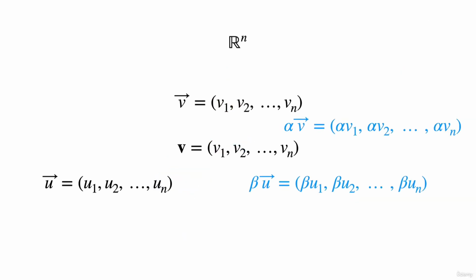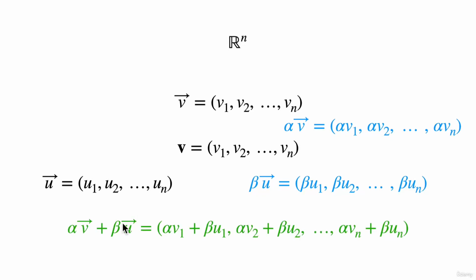And now we can generalize the concept of linear combinations to any Rn. So we know what it means to scale a vector. It means to multiply all the coordinates of the vector by the scalar. And now if we add alpha v and beta u, we get a linear combination of the two vectors. So we simply take the first coordinate plus the first, the second plus the second, and so on. So this is the linear combination of two vectors in Rn.